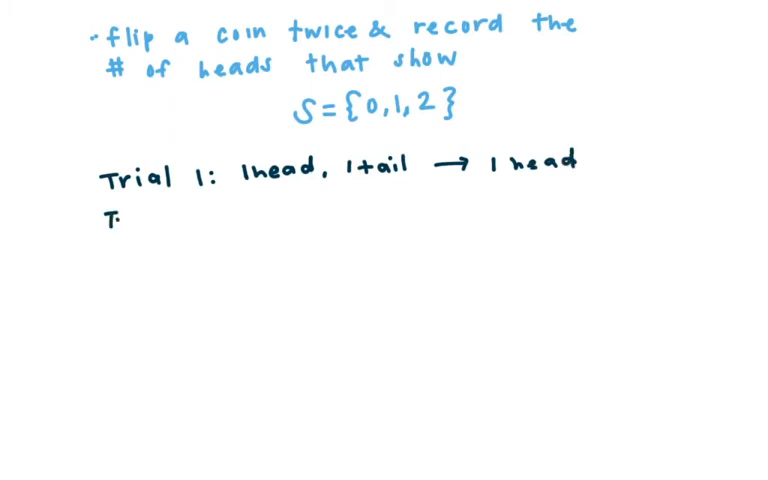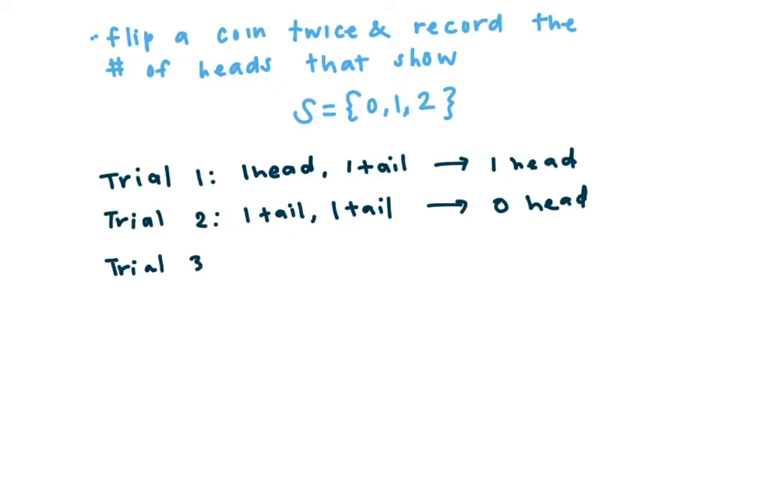Okay, let's just say now you did trial 2. And let's just say that you got 1 tail, and then the second time you flipped it, you got 1 tail. So how many heads do you have here? 0. Okay, and let's just say trial 3. Trial 3, you got 1 head when you flipped it the first time, and then you got another head when you flipped it the second time. So that means you have a total of 2 heads.